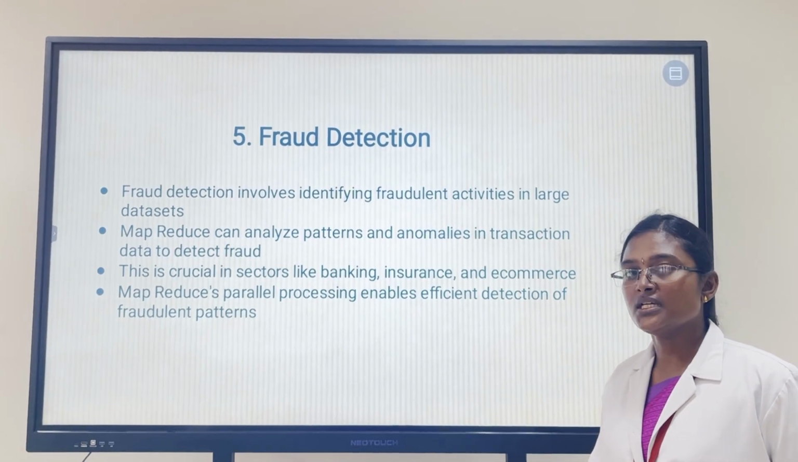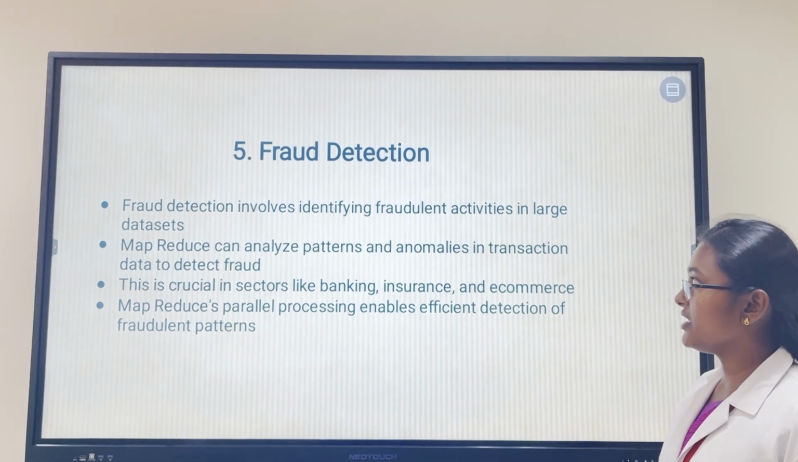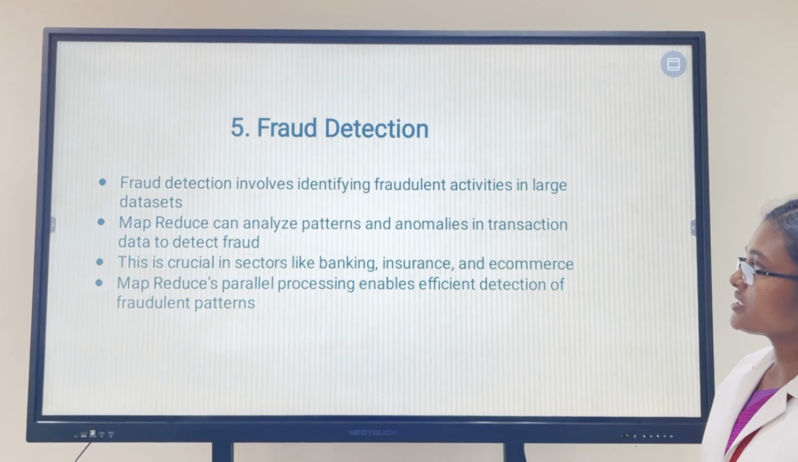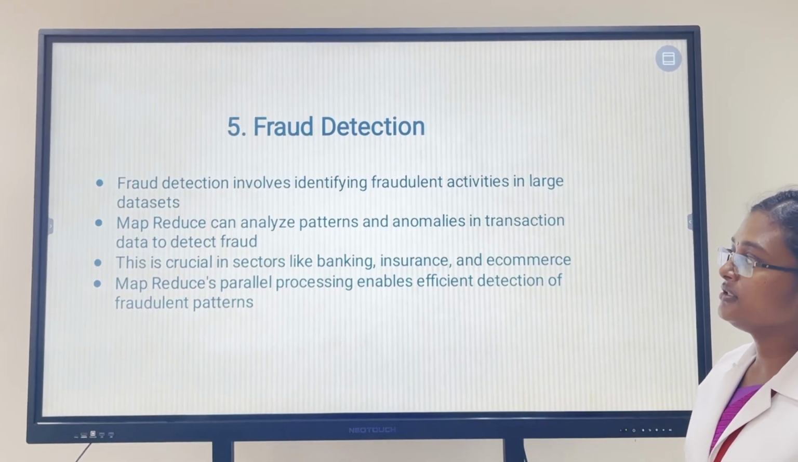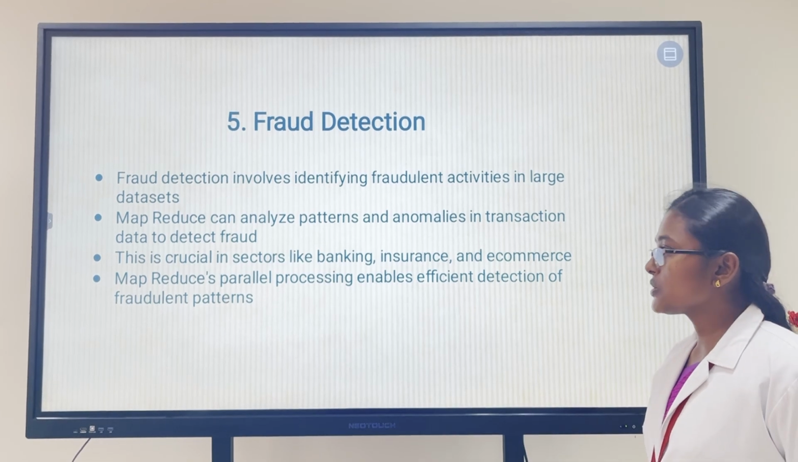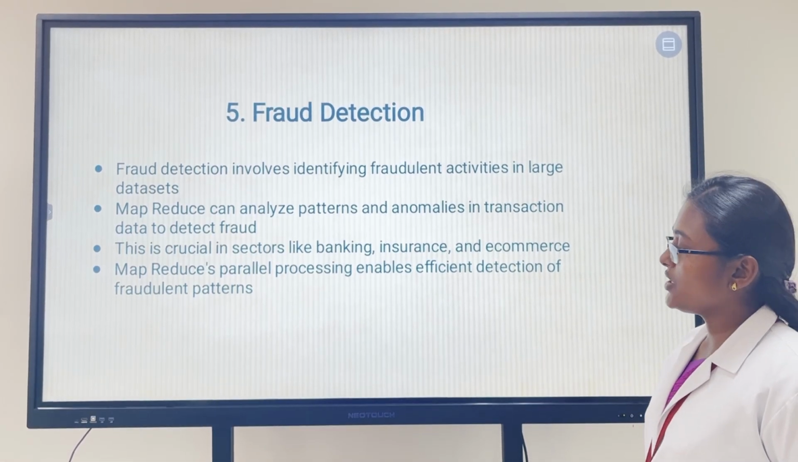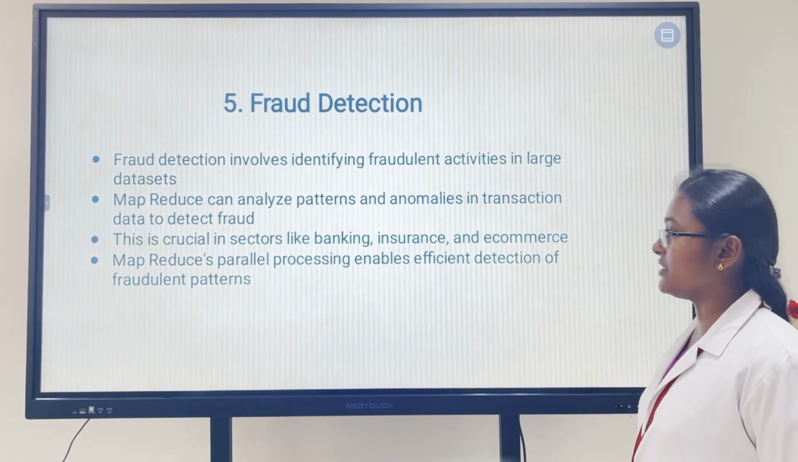Next is fraud detection. Fraud detection involves identifying fraudulent activities in large data sets. MapReduce can analyze patterns and anomalies in transaction data to detect fraud. This is crucial in sectors like banking, insurance and e-commerce. MapReduce parallel processing enables efficient detection of fraudulent activities.